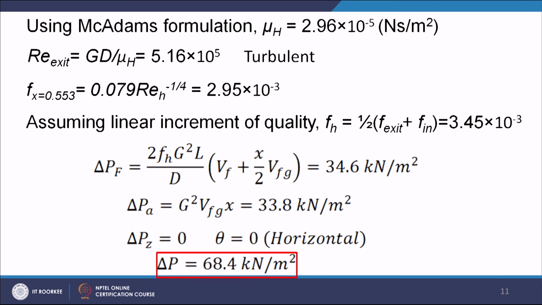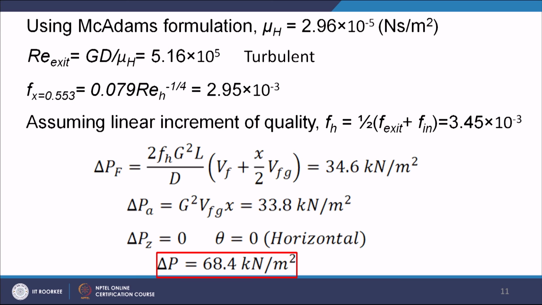Already we have described in the previous few slides what the frictional pressure drop will be. We know that the frictional pressure drop will be 2 F h into G square L by d into V f plus x by 2 into V fg. All the values we have already derived, and F h is this one. So, we can find out that due to friction a 34.6 kilonewton per meter square pressure drop will be there.